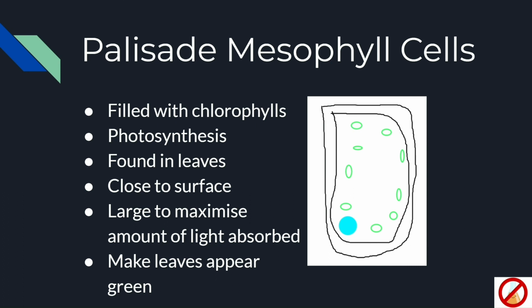So this is the reason why these cells are found in leaves very frequently. And they're very close to the surface, which allows them to maximize the amount of light they absorb. And it also makes the leaves appear green. So that's why leaves look green, because of these chlorophylls in the palisade mesophyll cells.